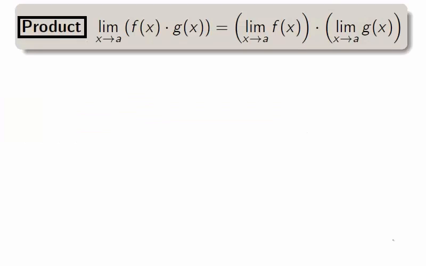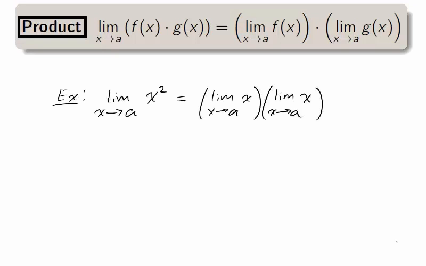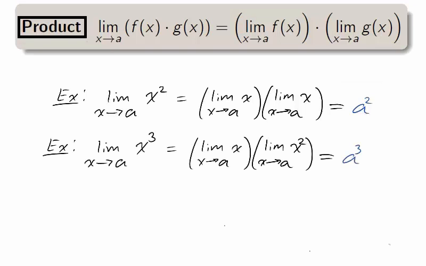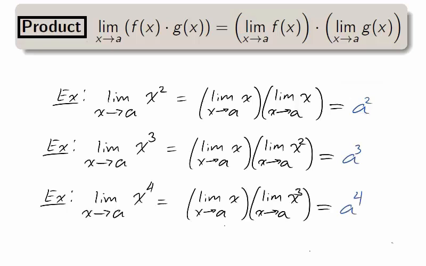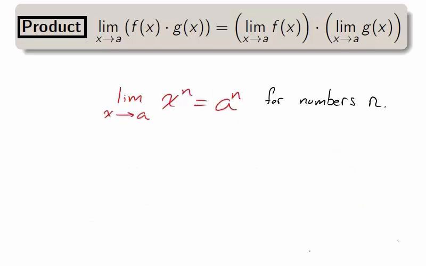Similar to the previous laws, the product law states that the product of two functions can be taken before or after the limit, provided that the limits of each function exist. Since we know the limit of x exists as it approaches any value a, the product law can be used to show that the limit of x squared is a squared, the limit of x cubed is a cubed, the limit of x to the fourth is a to the fourth, as the limits of both x and x cubed exist. The pattern holds true.